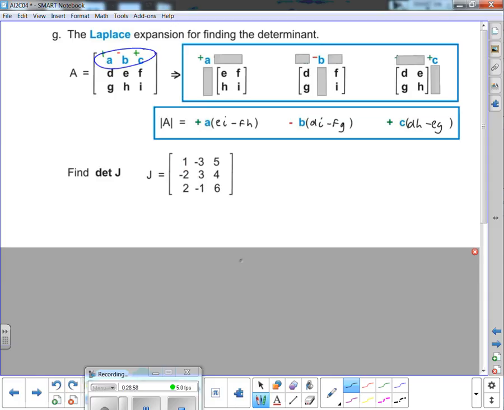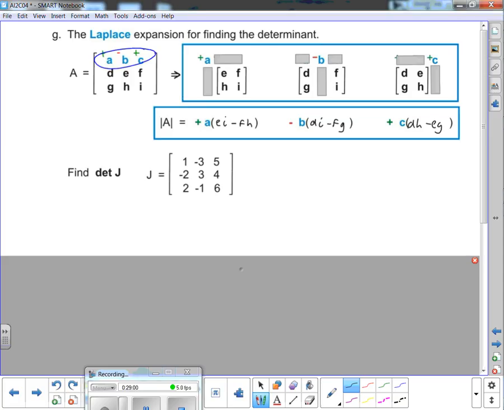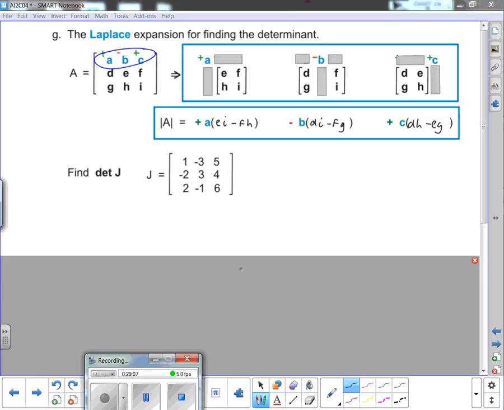Okay, so we got to apply this, but that looks like that's going to be on Thursday. Now you know why I did this in two lessons. All right, so quiz tomorrow.